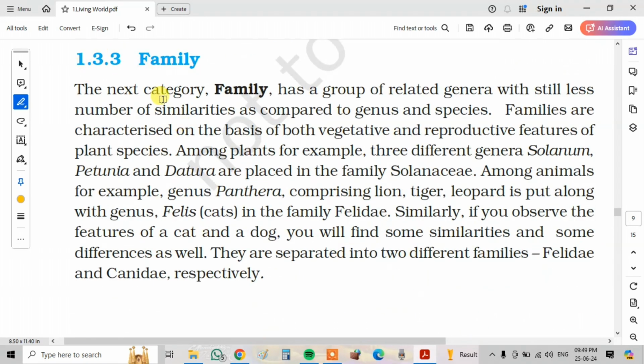Next, 1.3.3 family. The next category, family, is a group of related genera with still fewer similarities as compared to the genus and species. Families are categorized on the basis of both vegetative and reproductive features of the plant species. Among plants, for example, three different genera, Solanum, Petunia and Datura, are placed in the family known as Solanaceae. Among animals, for example, genus Panthera, comprising lion, tiger and leopard, is put along with the genus Felis, cats, in the family Felidae. Similarly, if you observe the features of cats and dogs, you will find some similarities and some differences as well. They are separated into two different families, Felidae and Canidae, respectively.